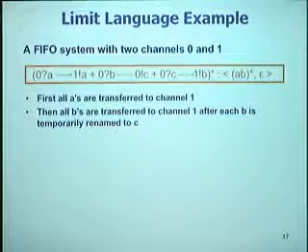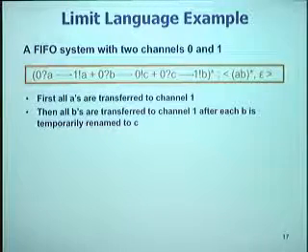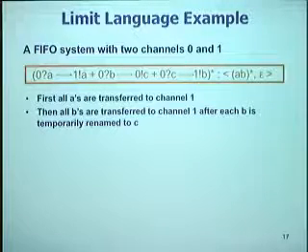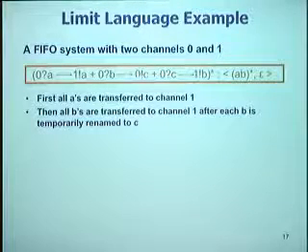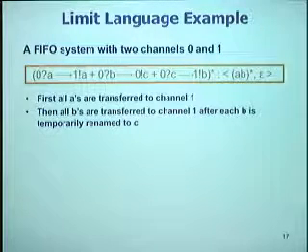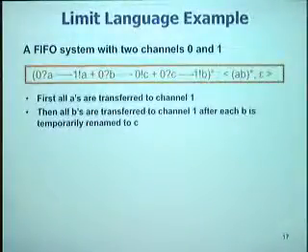First, all A's are transferred to channel 1 based on this conditional action, because it reads A from 0 and writes it to 1. Then, every time we hit a B, first the B is translated to C based on this action, written on the same channel, and after that, all the B's are transferred to channel 1. So the main question is, let's forget about how to calculate the result, just to see if this limit language is regular or not.